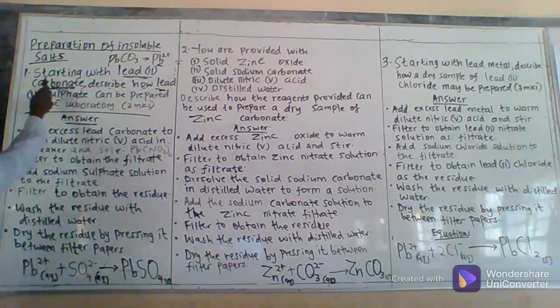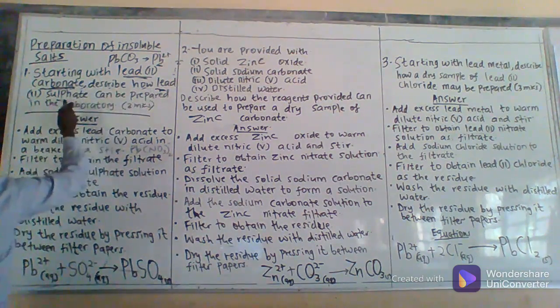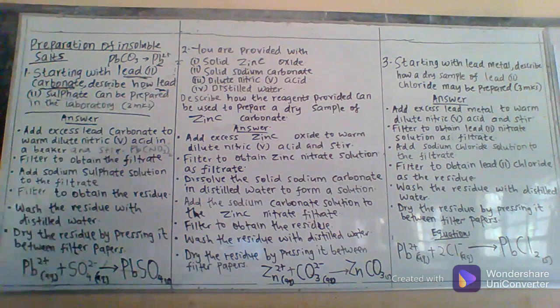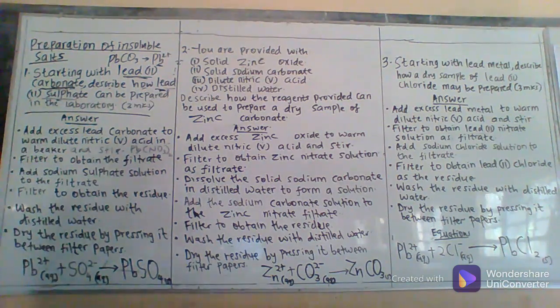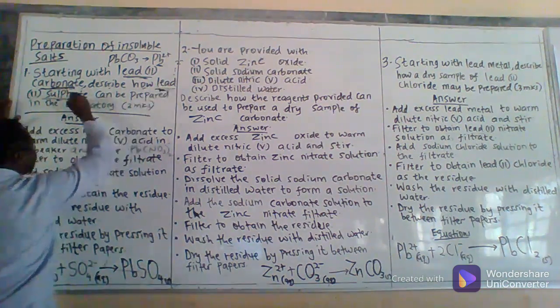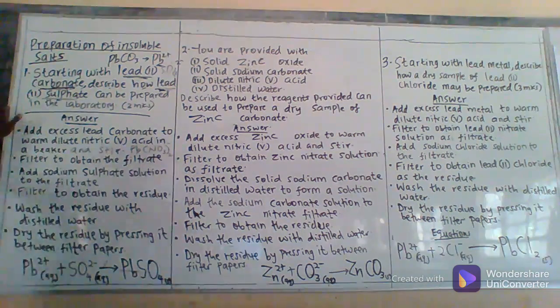The question reads, starting with lead 2 carbonate, describe how lead 2 sulfate can be prepared in the laboratory. So we want to prepare lead sulfate. First of all, we need to ask ourselves, this lead sulfate consists of which parts? It consists of lead ions and sulfate ions. Which means to prepare this lead 2 sulfate, which is an insoluble salt, we need a solution containing lead ions and sulfate ions.